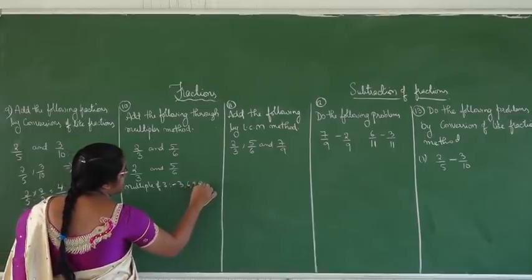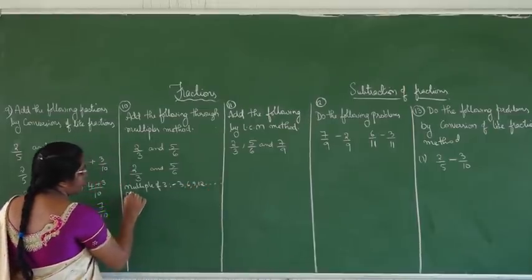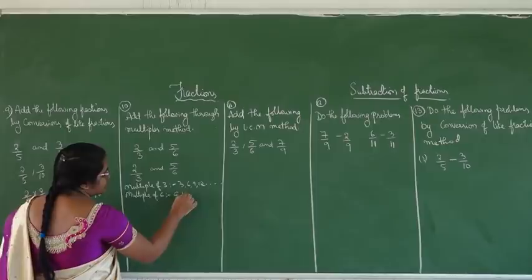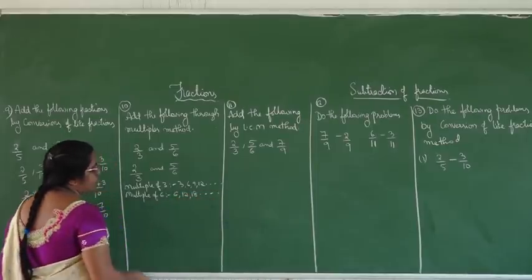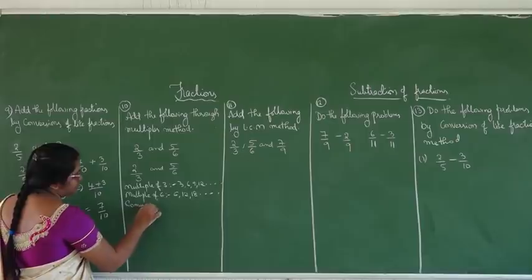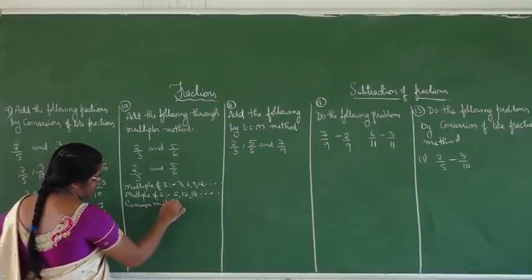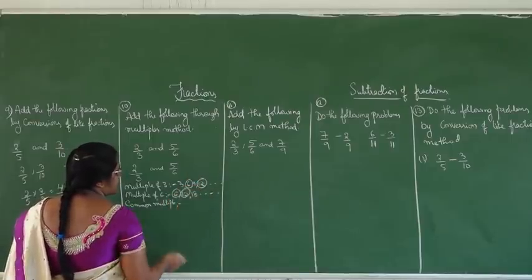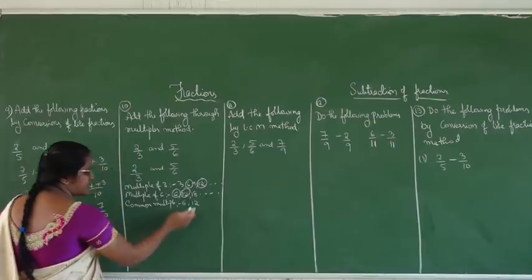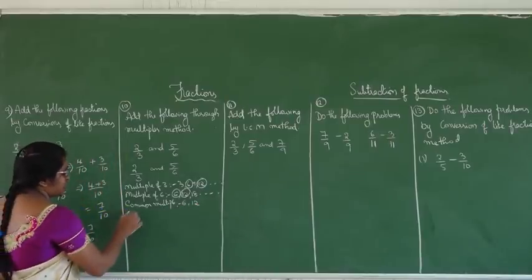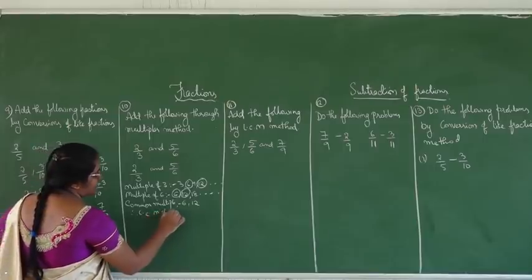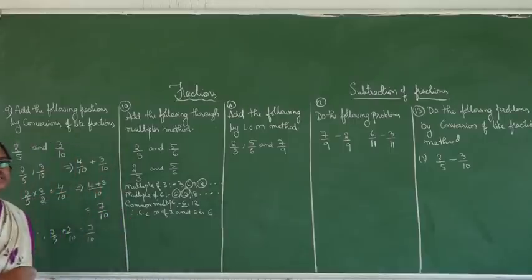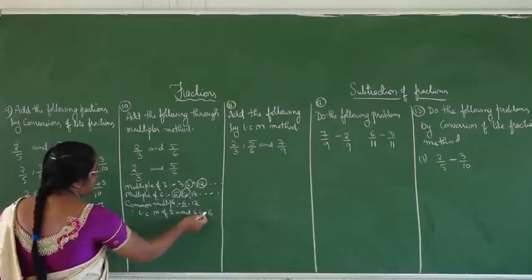The multiples of 3 are 3, 6, 9, 12 and so on. Now the multiples of 6 are 6, 12, 18 and so on. Now, the common multiples are 6, 12. So what is the least common multiple? It is 6. Therefore the LCM of 3 and 6 is 6, because the least common multiple is 6.